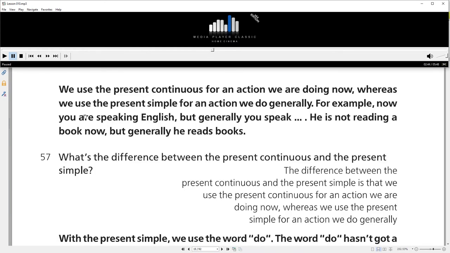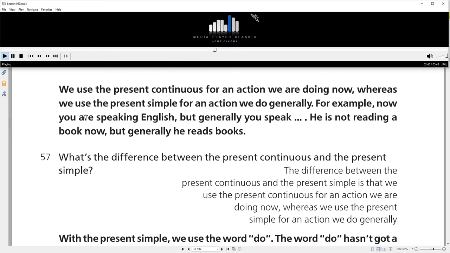We use the present continuous for an action we are doing now, whereas we use the present simple for an action we do generally. For example, now you are speaking English, but generally you speak Vietnamese. He is not reading a book now, but generally he reads books.